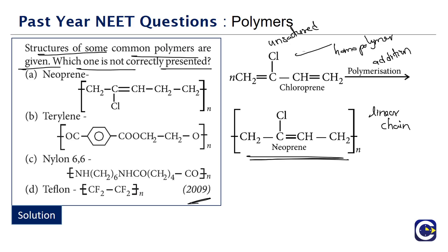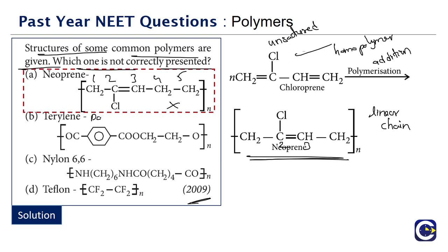So neoprene, right? What we'll have? We'll have 4 carbons in the repeating unit, but here you can see 1, 2, 3, 4, 5. So that is the one not correctly represented. In neoprene, the repeating unit will have 4 carbons, a double bond between carbon 2 and carbon 3, and chlorine attached to carbon 2. So which is not correctly represented here? It is the neoprene structure that is not correctly represented. Others are all correctly represented.